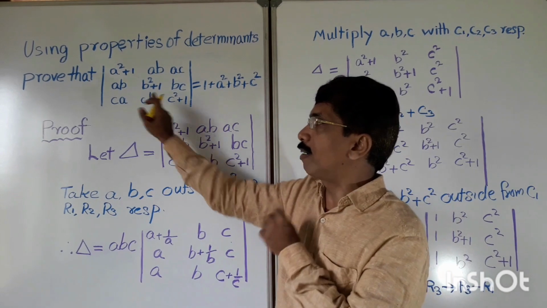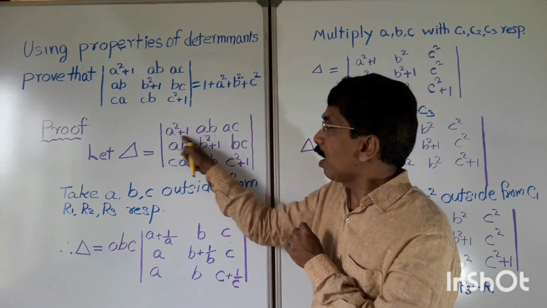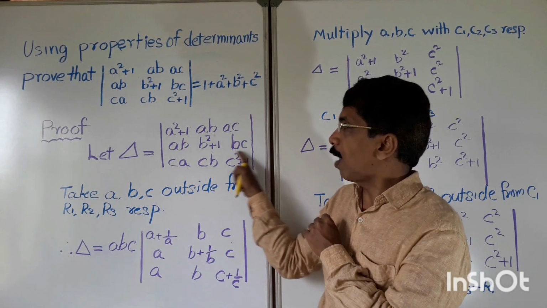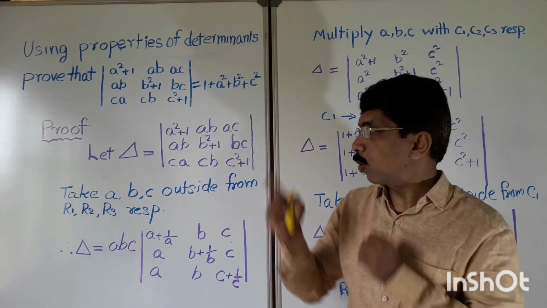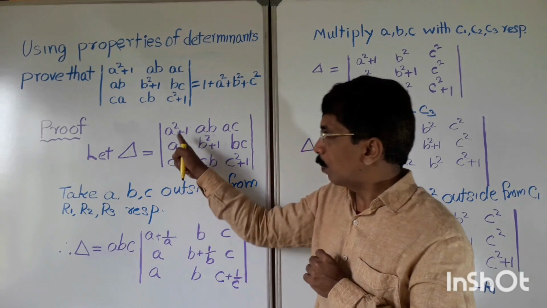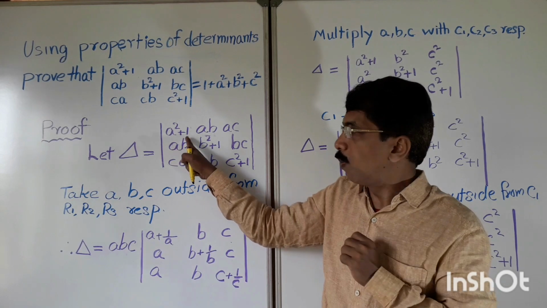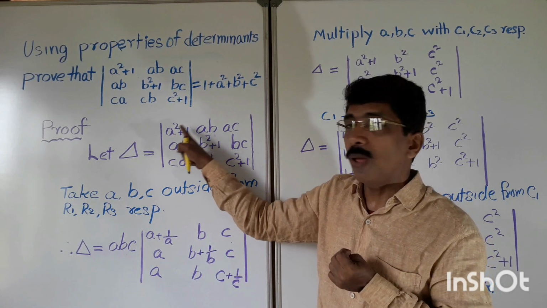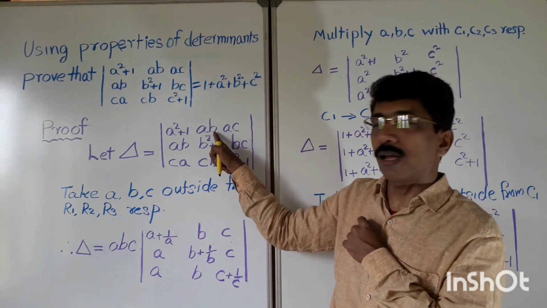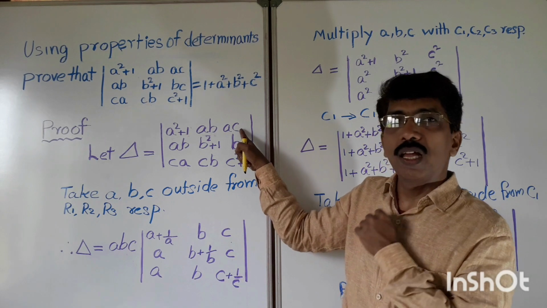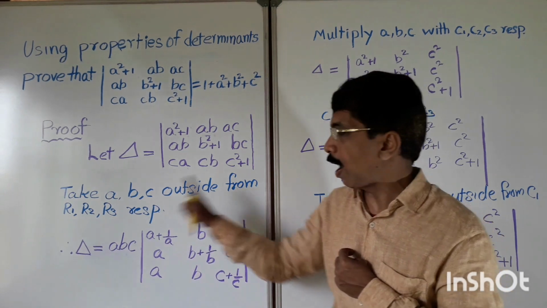So let me take first, let delta equal to this determinant. Now what I am doing, take a from R1, b from R2 and c from R3 respectively outside. So I am taking abc outside. From a square, if you take a outside, it will become a. 1 will become 1 by a. So the first term will become a plus 1 by a. Similarly, from ab, if you take a outside, it will be b. From ac, if you take a outside, there will be c. So from R1 I have taken a outside.